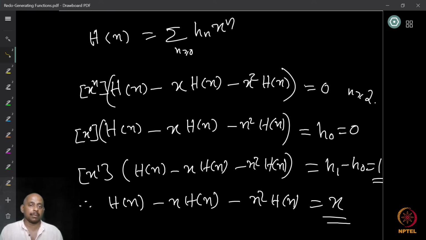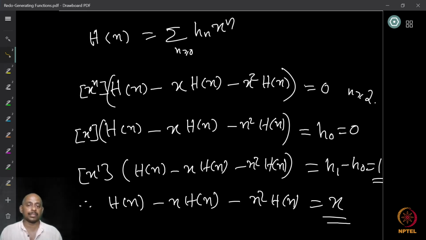So we have got the coefficient of x raised to 0, the coefficient of x raised to 1, and the coefficient of x raised to n. Therefore we have the complete information about the difference of this power series. So h of x minus x times h of x minus x square times h of x is equal to the series with coefficient 0 whenever the power of x is at least 2, coefficient 0 whenever the power is 0, and coefficient 1 when the power is 1. That is the polynomial x. So the difference of these three formal power series is precisely x.